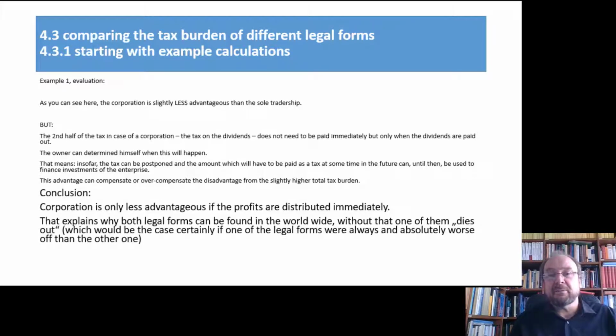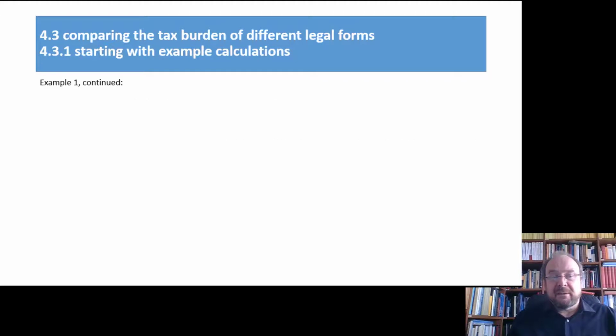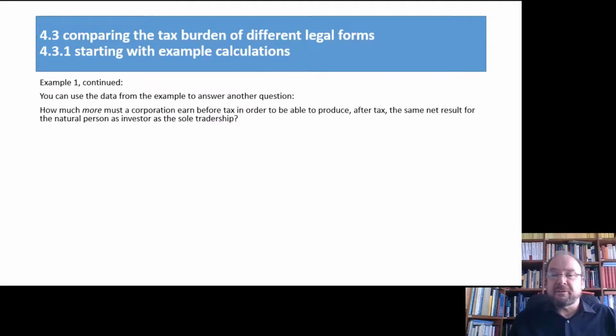on your individual plans, for example, on your individual income tax rate, on your plans, what you intend to do with the profits, and so on. On all these factors, it depends what is the best legal form for your enterprise. We can even draw some additional conclusions from the data we just generated in a very simplified way.